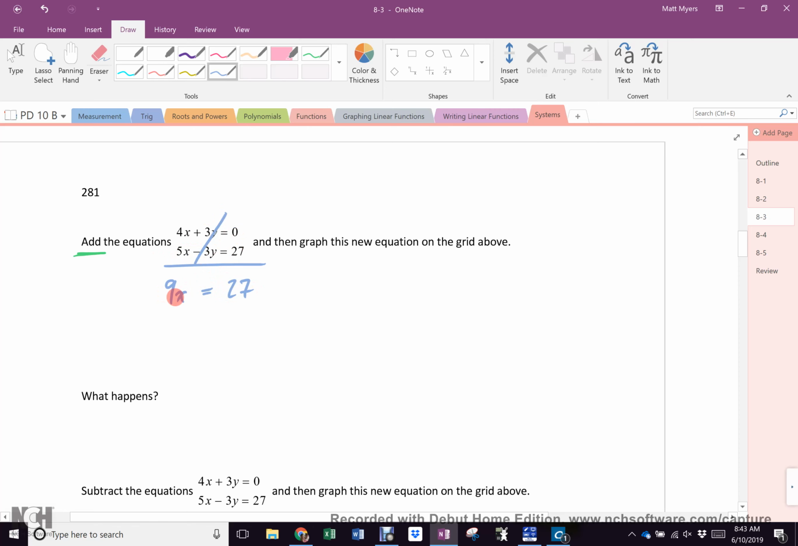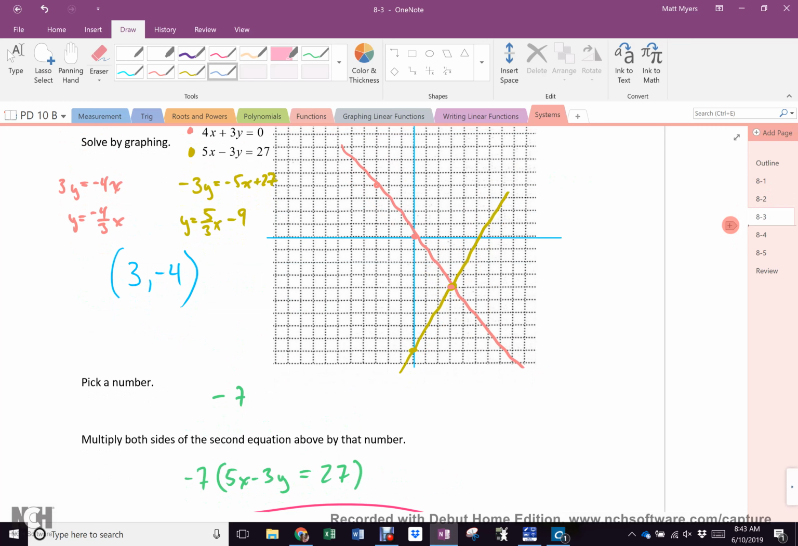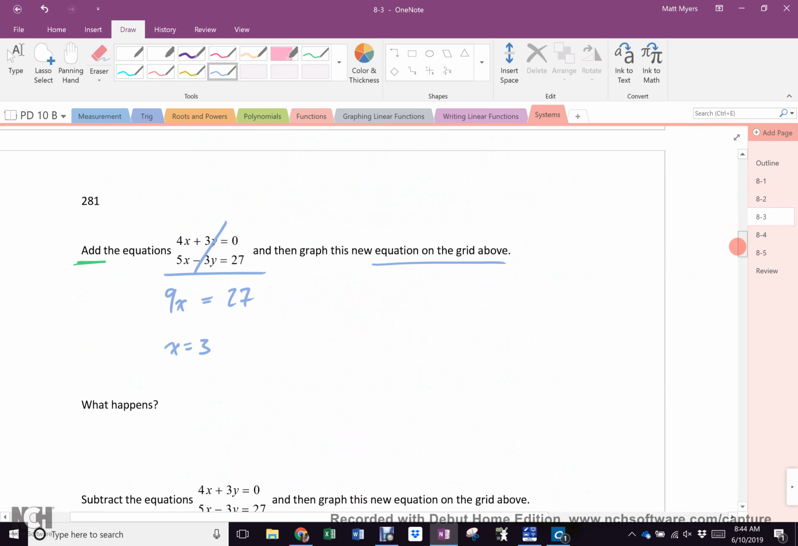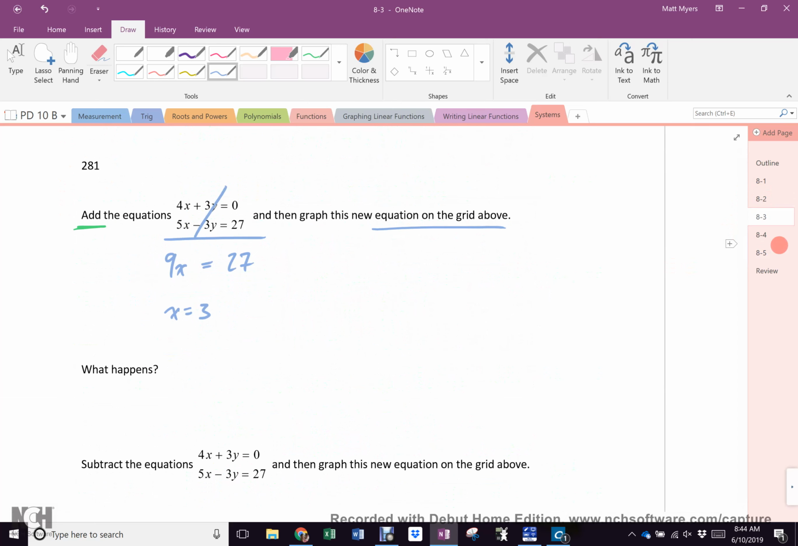What should I do now? Solve for x. X equals 3, yes? Then I want you to graph it. Where does that go? There's x equals 3. How do I make the line x equals 3? Straight up and down. Now, what do you notice? What happened? It goes right through the solution, doesn't it?